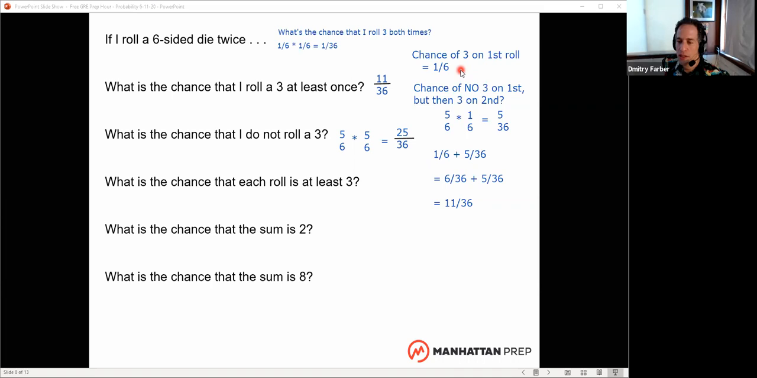Why don't we factor getting a 3 on the second? Because if we get no 3 on the first and no 3 on the second, then that's not one of our desired possibilities. That doesn't work. If I get a 3 on the first, then it doesn't matter if I get a 3 on the second, because I've already gotten at least one 3 and it counts, right?